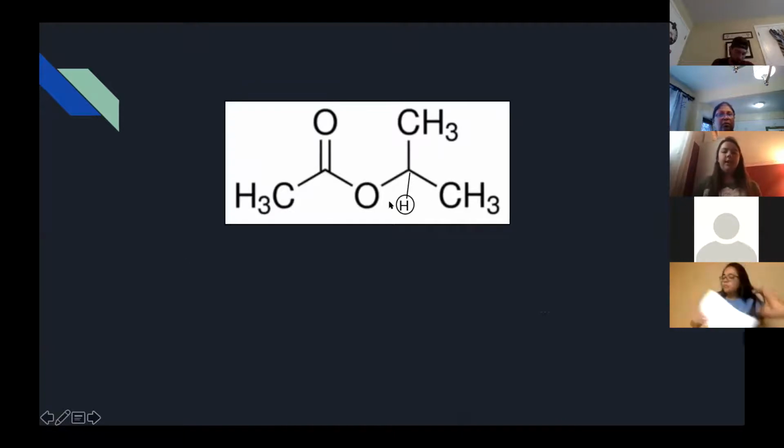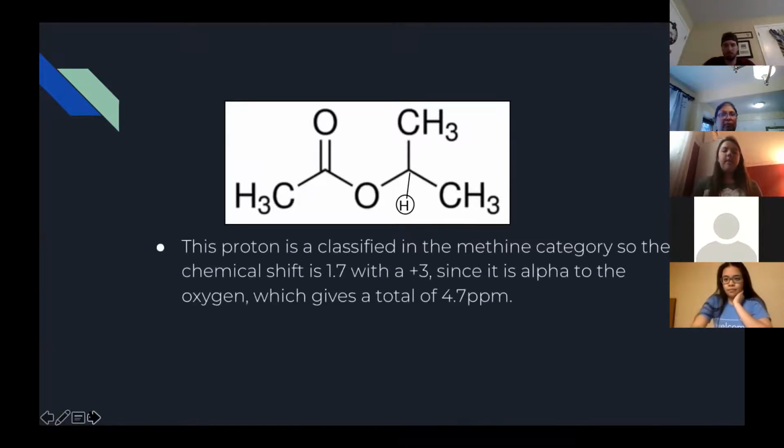Now I'm going to do this hydrogen that I circled right there. Again, we're just going to start with the chemical shift. This is a methine carbon. There's only one hydrogen in the group. If you have the little table, you can identify the methine proton as having only one in its group. It has a chemical shift of 1.7, but it is also alpha to this oxygen group. It's alpha because it's right next to it. That means we're going to be adding 3, which again you can find in your table, giving a chemical shift value of 4.7.